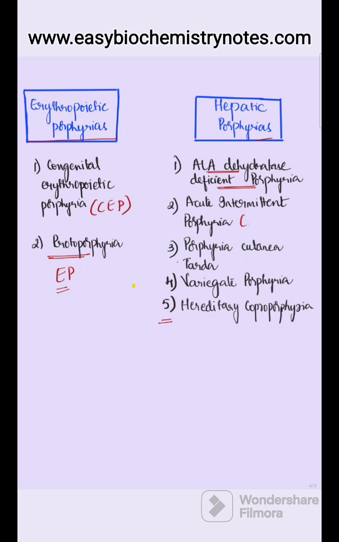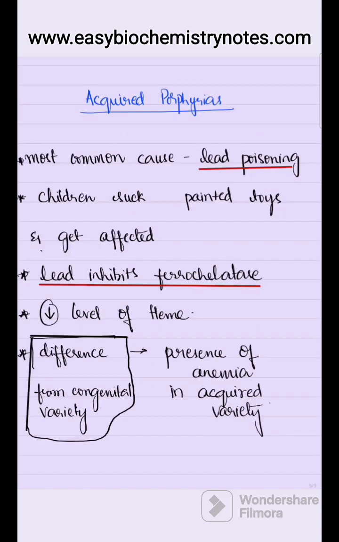The second one is acute intermittent porphyria, which is the most common one. The third is porphyria cutanea tarda, which is the second most common after acute intermittent porphyria. The fourth is variegate porphyria. And the fifth one is hereditary coproporphyria.